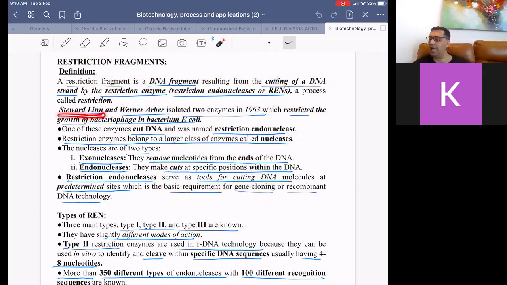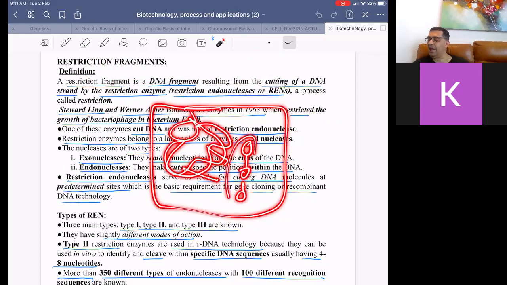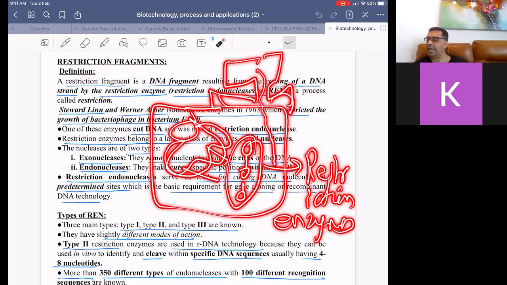Arber and Lin isolated two enzymes in 1963, which restricted growth of bacteriophages in the bacterium E. coli. So, inside E. coli bacteria are these restriction enzymes. This is the bacteria and this is the bacterial DNA, and with its help enzymes called restriction enzymes are made. What will these restriction enzymes do? When this bacteria gets attacked by a bacteriophage and the bacteriophage puts its DNA inside the bacteria, the bacteriophage DNA will disintegrate the bacterial DNA and multiply to start the lytic cycle.